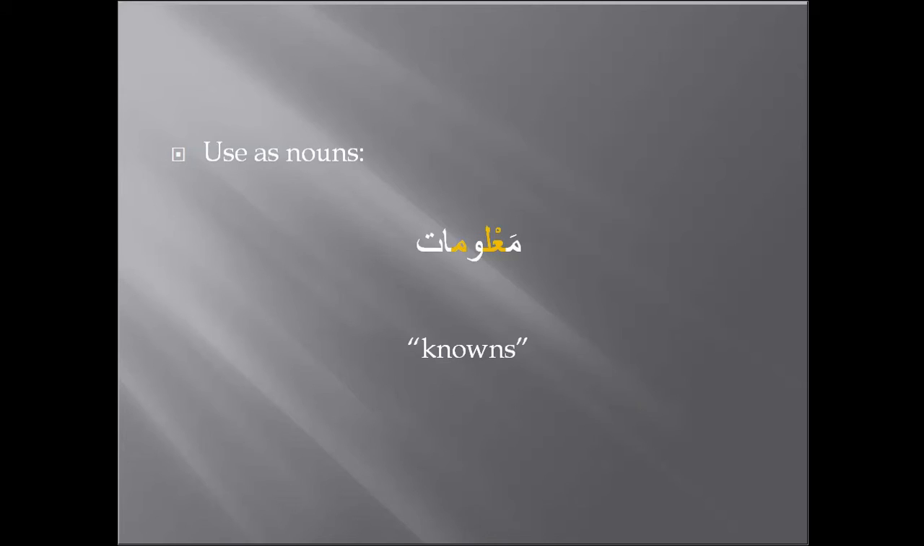Well, here is the plural. Ma'lumat. These are, literally, we translate these as knowns. Well, that's a great word, but what this really is used for, ma'lumat means information. The things that are known. Ma'lumat is information. Okay, and again, it's the usage.